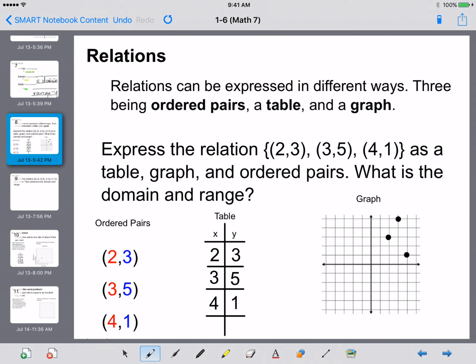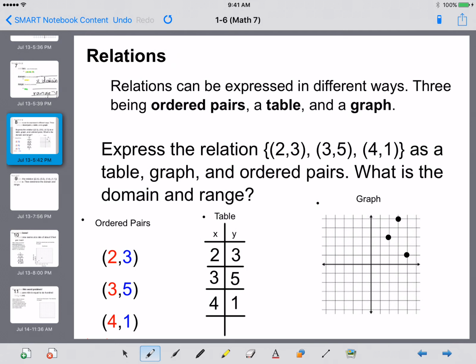So relations can be expressed in many different ways: ordered pairs, a table, and a graph. This wants us to express the relation (2, 3), (3, 5), and (4, 1) as a table, graph, and ordered pairs. Then we want to figure out the domain and range.